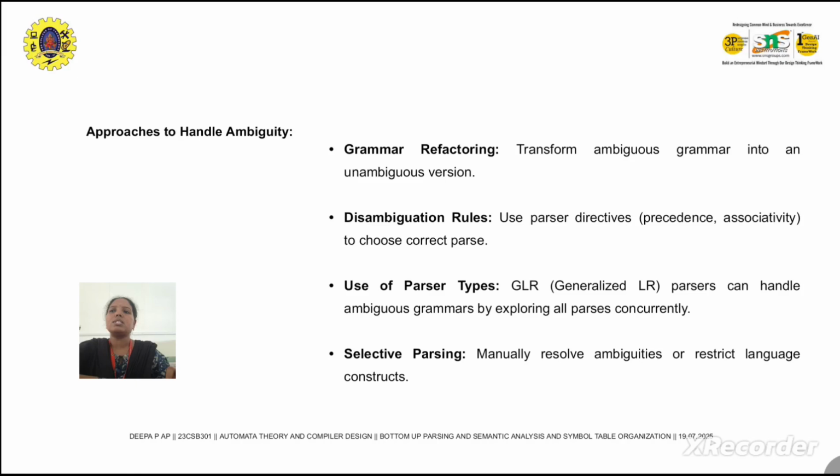To conclude, today we discussed LALR parsing, error recovery in parsing, and parsing ambiguous grammars. These concepts are extremely important in compiler design because they help a compiler parse programming languages efficiently, detect syntax errors intelligently, and handle grammar ambiguity effectively.